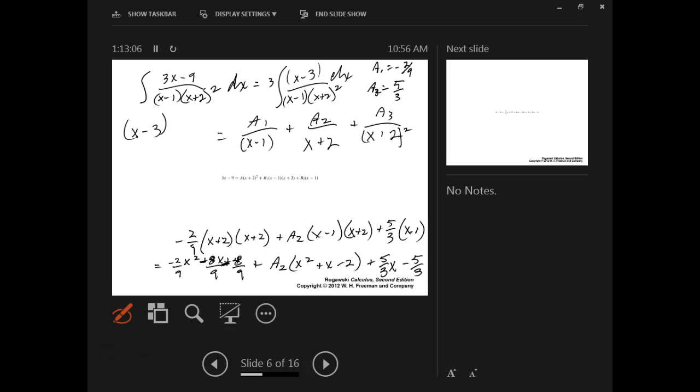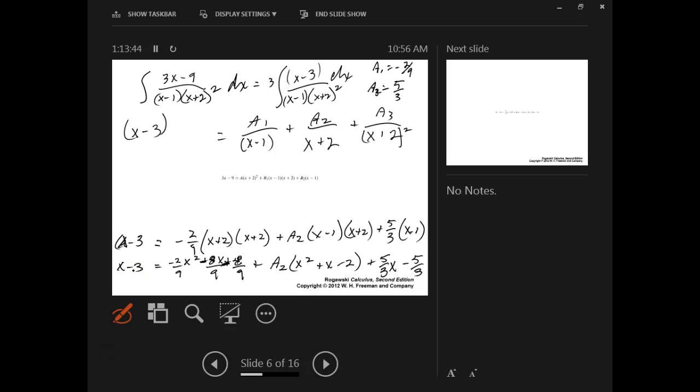We got minus 2/9 plus A2, because these are the coefficients of x squared, right? This is equal to x minus 3. I don't know how I lost mine. That's x minus 3. I can't even talk. Okay.